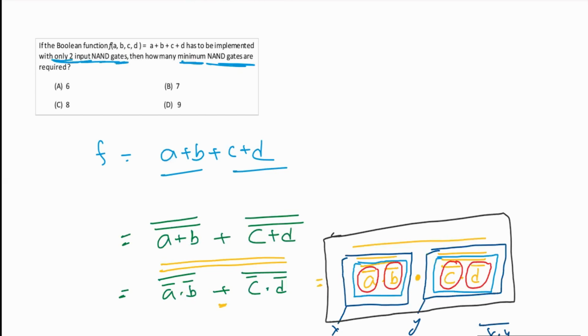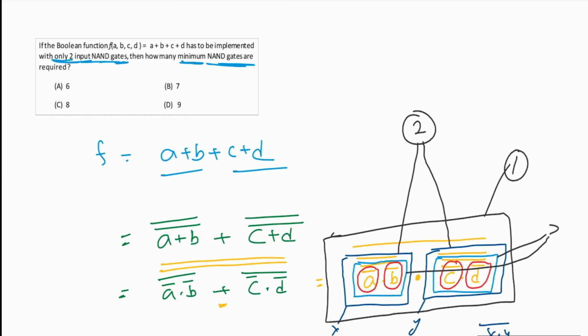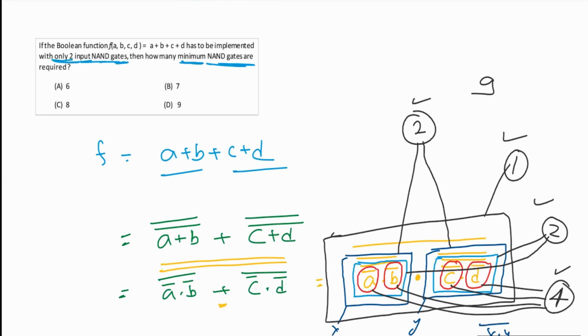In this way, I can see that this is one NAND gate. This blue color is two NAND gates, then this color is two NAND gates, and this color is four NAND gates. So I need a total of 4 plus 2 plus 1 plus 2, that is 9 NAND gates in total. So I need 9 two input NAND gates.